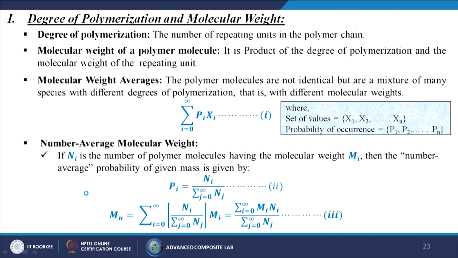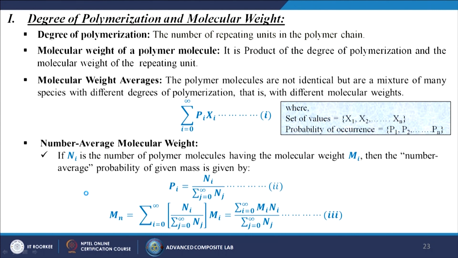Then what are the molecular weight averages? The polymer molecules are not identical, but are a mixture of many species with different degrees of polymerization, that is, with different molecular weights. So, how do we give it mathematically?